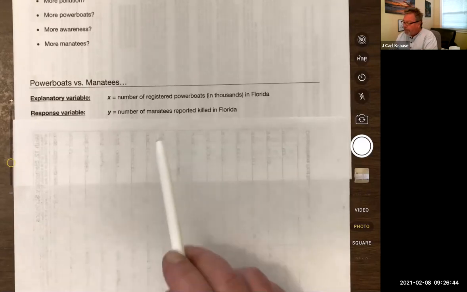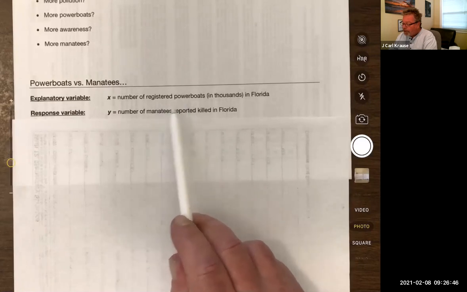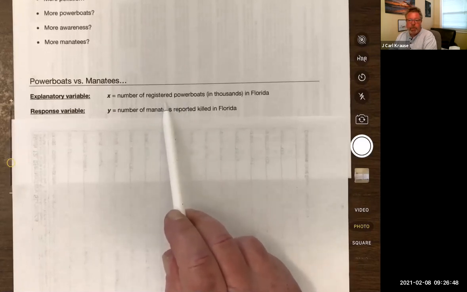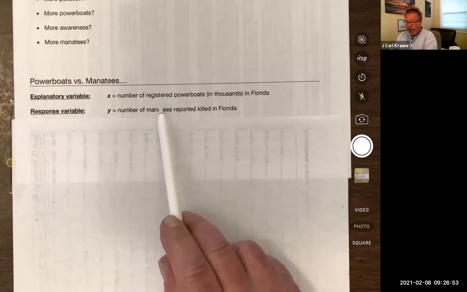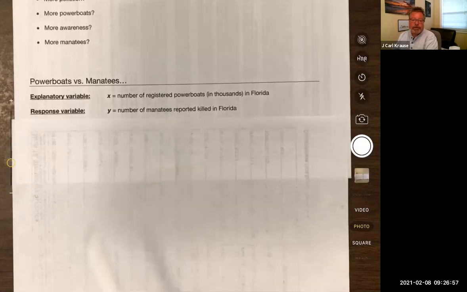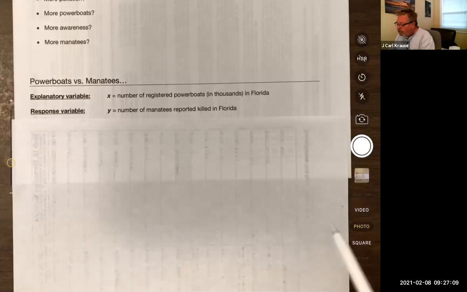Because is it possible that a power boat is registered but never sees the water? Yep, it could be sitting in the driveway for years and years, never makes it to the water. Is it possible that there's a power boat in the water that is unregistered? Yes. So when you do a full professional analysis of this type of data, you bring in those issues as well.